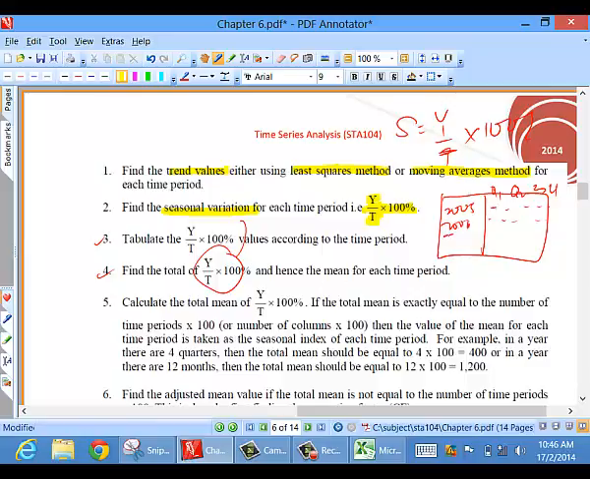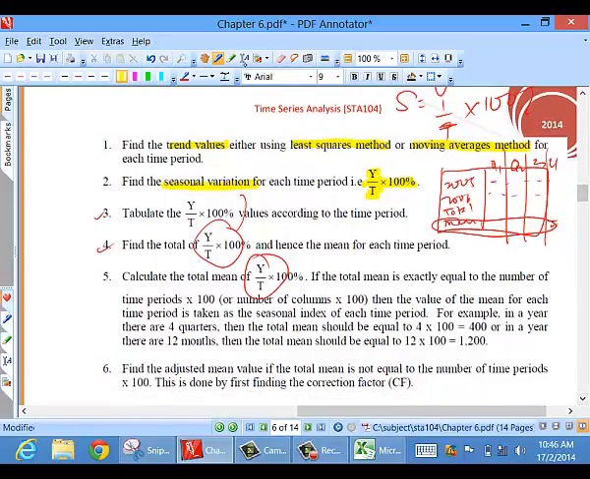Next step, you need to find the total and the mean for each time period. For each quarter, for each time period. Then calculate the total mean: y divided by t multiplied by 100%. The total mean means the total. So you need to calculate the total of mean for seasonal variation.